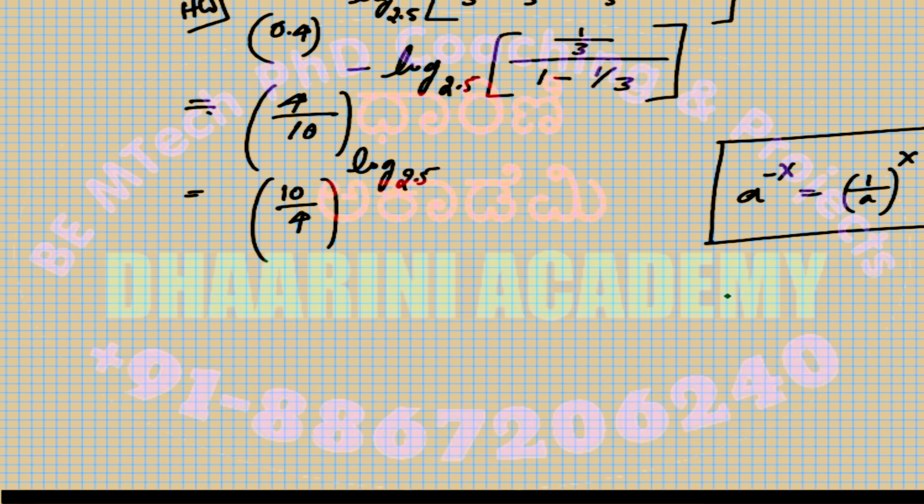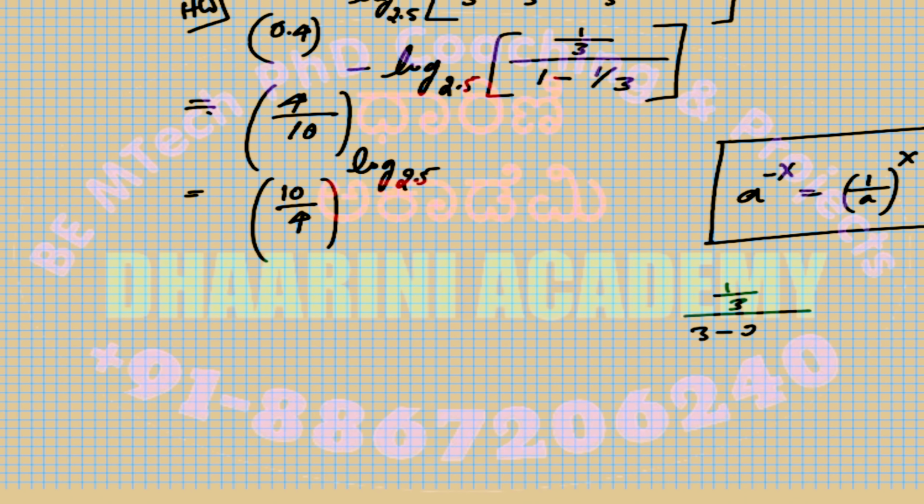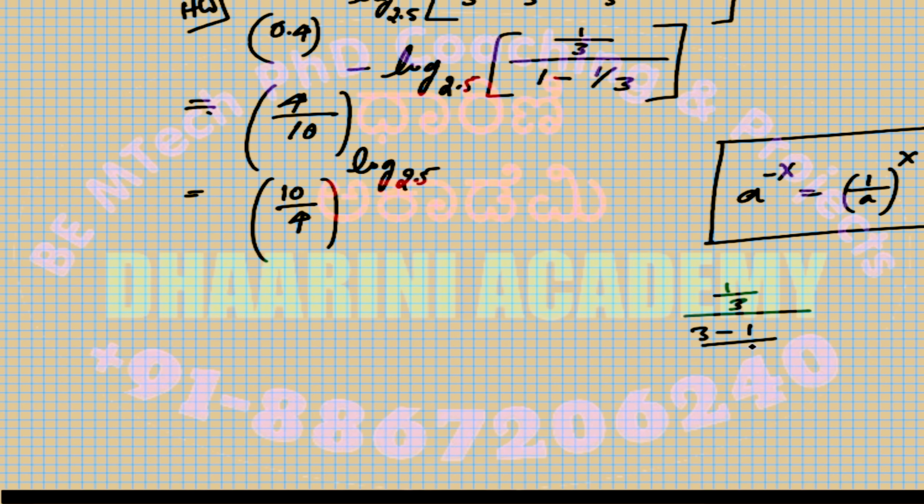So 1 by 3, let us try to make a simplification here. 1 by 3 divided by 1 minus 1 by 3, so that is 3 minus 1 divided by 3, denominator. So this can be written as 1 by 3 over 3 minus 1 is 2, right? 2 by 3. 1 by 3 over 2 by 3. So this cancels. So this is half, right? So I can write log to the base 2.5 of half.